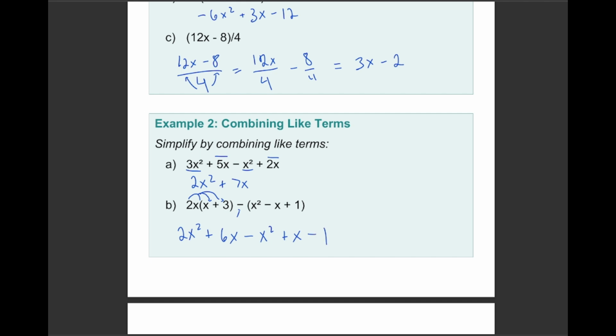minus 1. One of the most common mistakes I see is people forgetting the parentheses on this second term. So from here we can combine like terms, and we have a 2x squared and a minus x squared, so that's x squared. Now I have a plus 6x and a plus x, well that's plus 7x, and I just have a minus 1. So notice I've combined all the ones that have matching exponents, and I've left alone any that don't. All right, moving on.